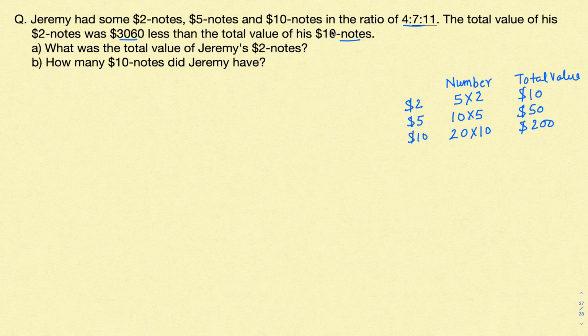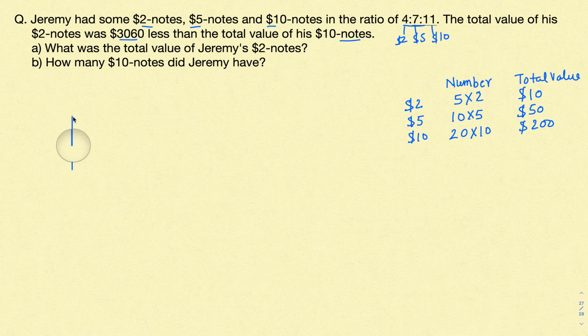Now for this question, we know the three kinds of notes Jeremy has, which are $2, $5 and $10. And we also know the ratio of these notes, so we know how many units of each there are. For $2 it's 4 units, for $5 it's 7 units, and for $10 it's 11 units. So let's draw a simple table for this.